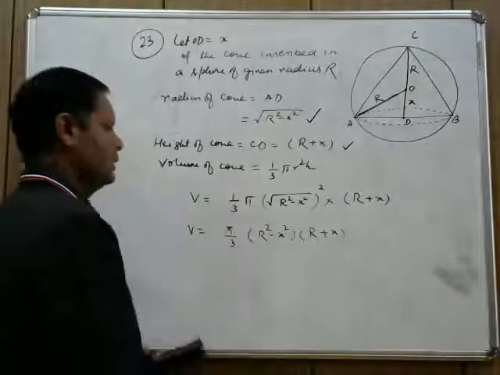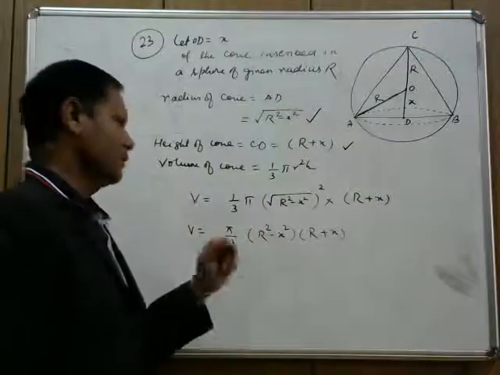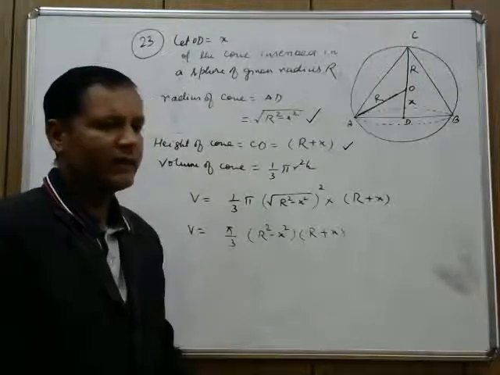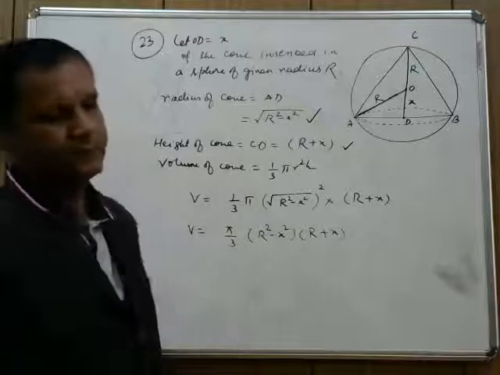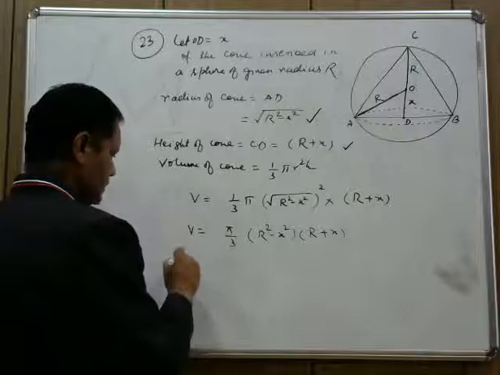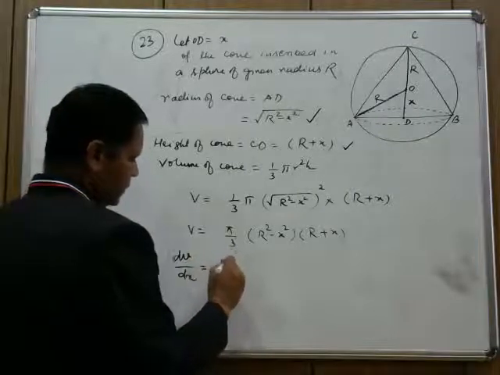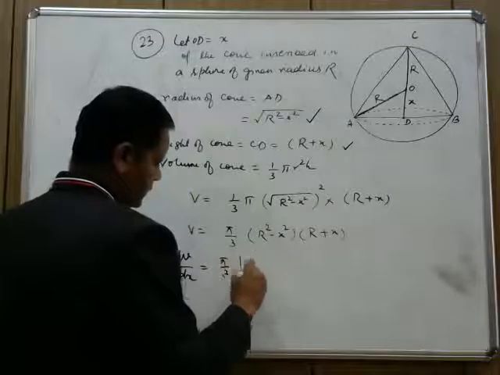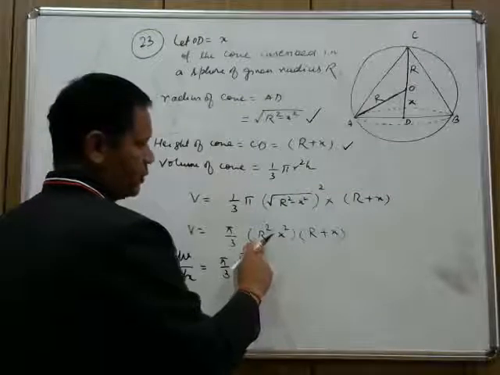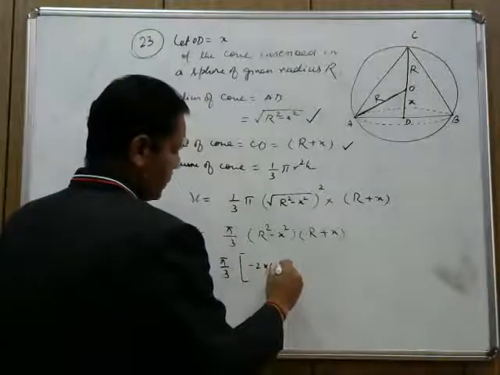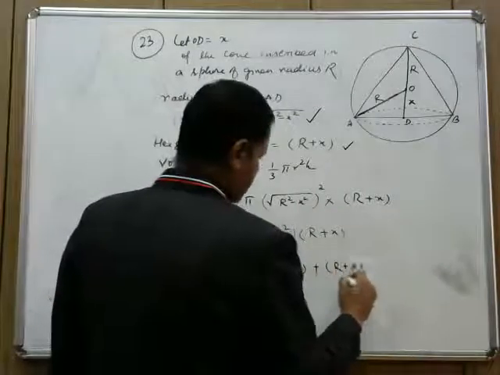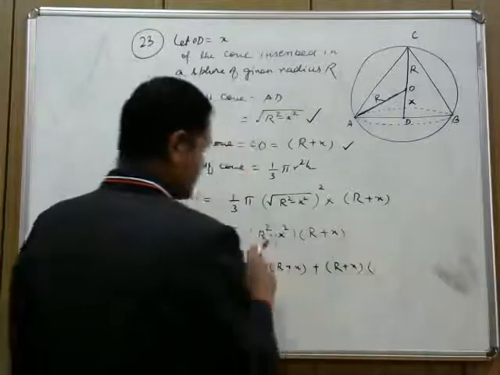Now this is a function in terms of the given radius capital R and one variable which I have assumed as x. Right? Now I will differentiate it. So differentiate with respect to x, dV by dx is equal to pi by 3. The product rule will apply. Differentiation of R square minus x square, differentiation of R is 0, so you will have minus 2x into R plus x plus R plus x into differentiation of R square minus x square.